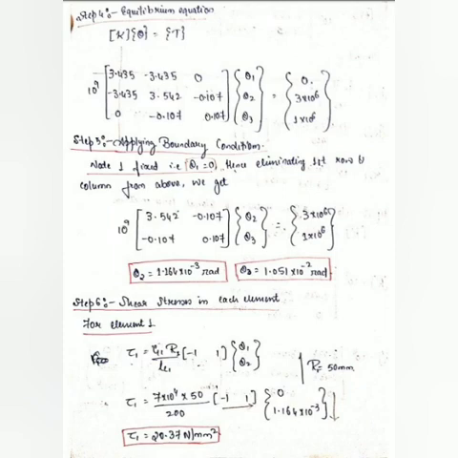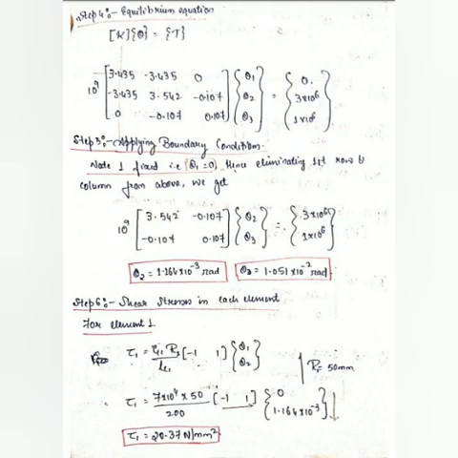Since node 1 is fixed, you are supposed to eliminate row 1 and column 1. That is what you used to do in the elimination method. And at node 1, theta 1 is 0. After eliminating and solving this matrix, you get theta 2 as 1.164 into 10 raised to minus 3 radian, and theta 3 as 1.051 into 10 raised to minus 2 radian. These are the angles of twist at node 2 and node 3 respectively.